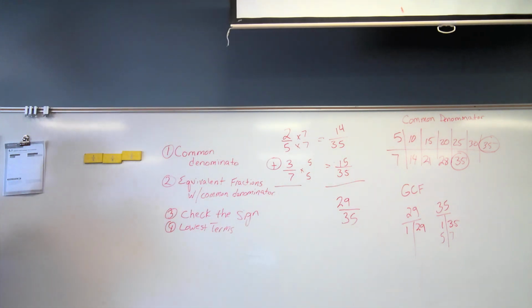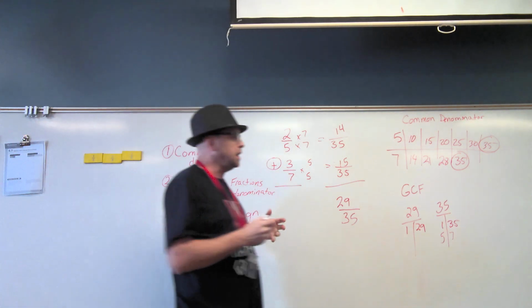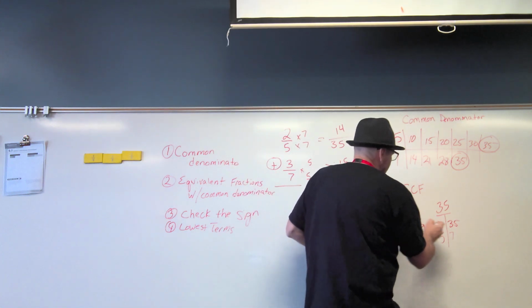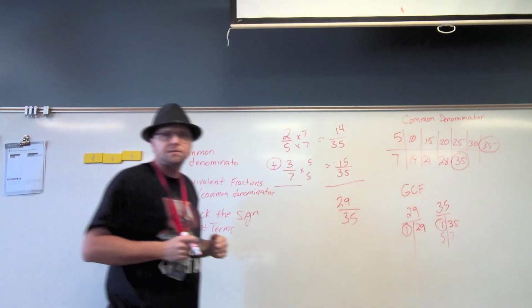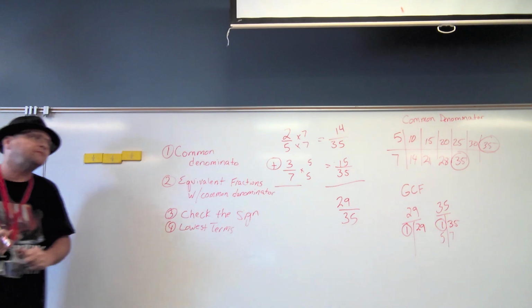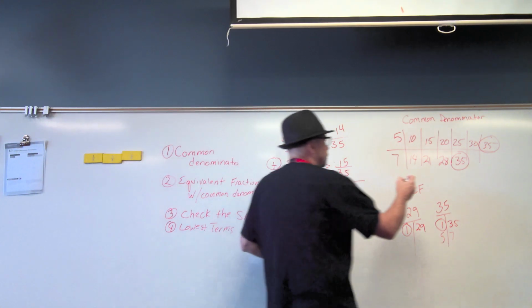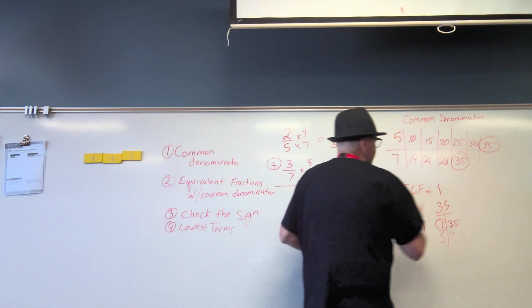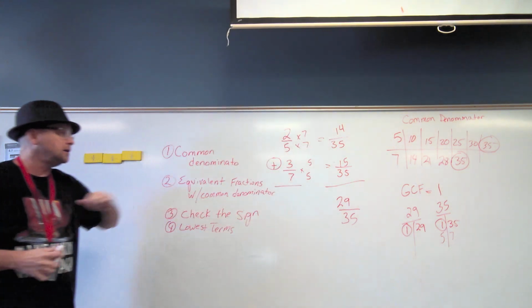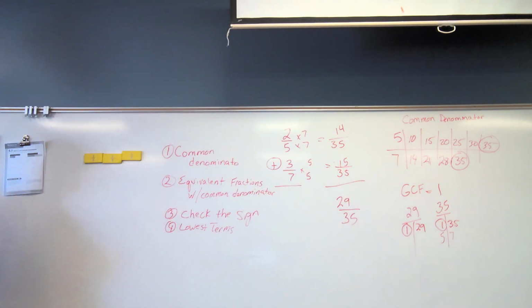Composite. Composite is correct. Now we look at what they have in common. They have a 1 in common. Do they have anything else in common? No, they have nothing else in common. If your greatest common factor is 1, that means your answer's already in lowest terms.